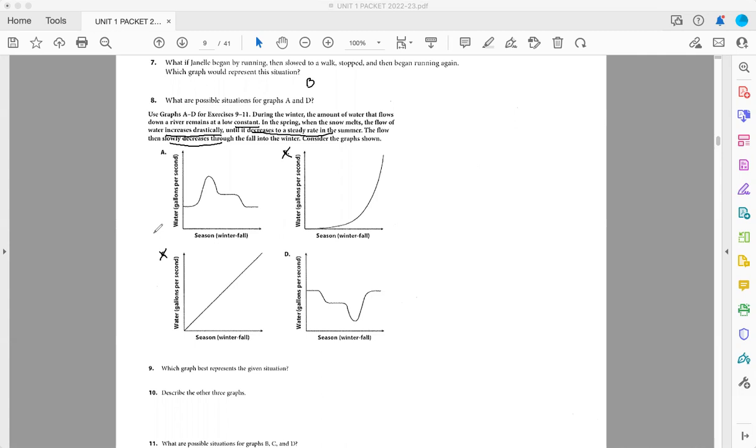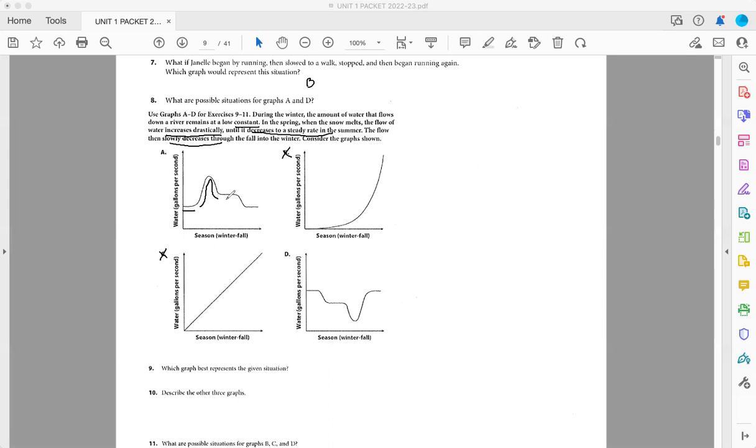And then question 9 says, which graph best represents the given situation? So which graph represents this? Think about it for a moment. Remember, we have flows down a river, remains at a low constant. And then in the spring, the flow increases drastically. So the second part is going to be an increase. So I'm thinking there's steady here, and then the increase is drastic. Right? And then it decreases at a steady rate.